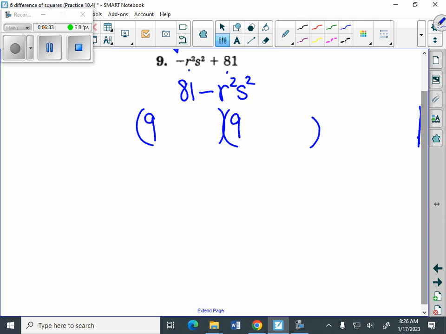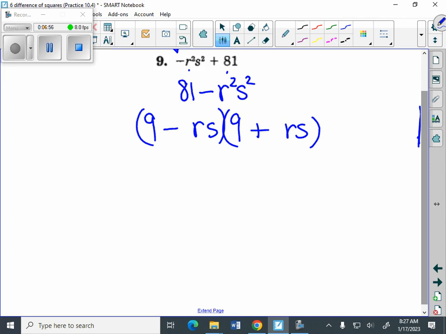9 times 9. We're going to take the square root of r squared. Well, that's r times r. Square root of s squared is s times s. Difference between 2 squares, different signs.